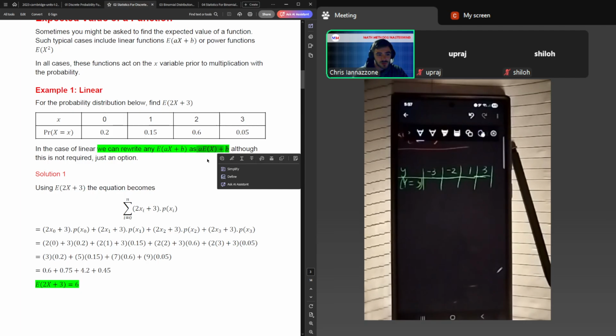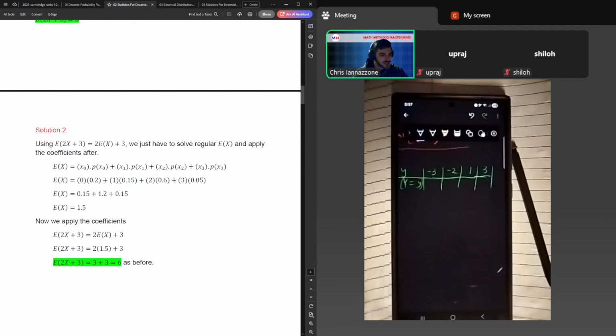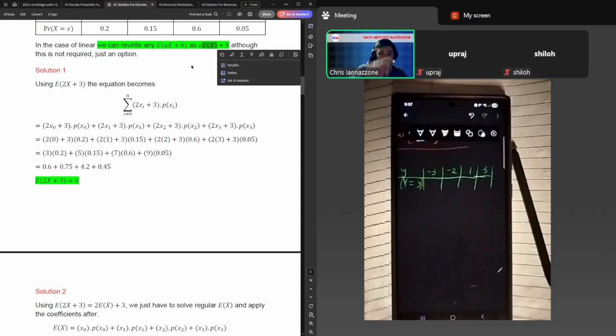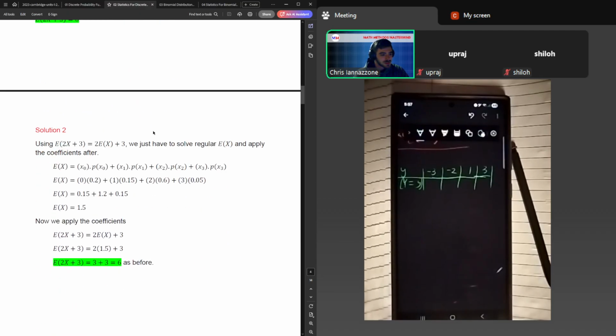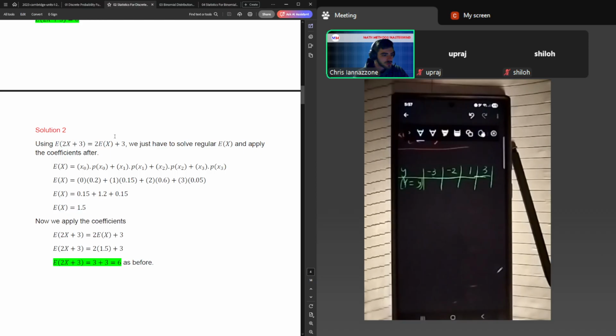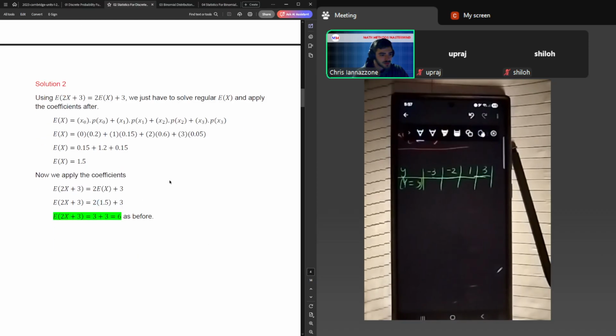Otherwise, if you don't mind using this, then it can make this a little bit nicer, because it just means you solve the mean like you always have in the previous example, multiply by whatever a is, and then add b at the end. So in this case, E of X for this particular distribution would be 1.5. You would then double that and then add 3. That's another way of doing it.